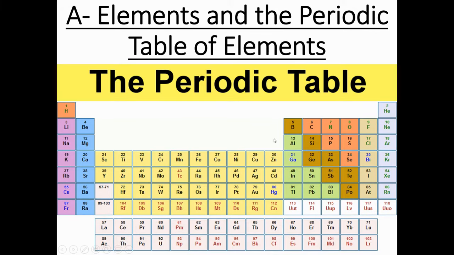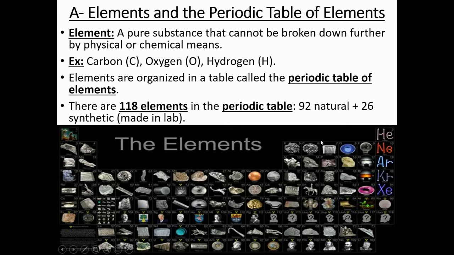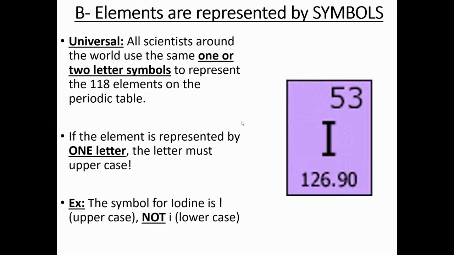So again, here's our periodic table. We can see all the elements there. Remember that an element is a pure substance that can't be broken down to anything simpler by physical or chemical means. So it's really that smallest Lego piece that we have that's possible. And there's different types on the periodic table, for example, carbon, oxygen, hydrogen, gold, helium, so on and so forth. There's 118 elements. 92 of them are natural and 26 are synthetic, so made in the lab. They're not really found in nature because they're too unstable.